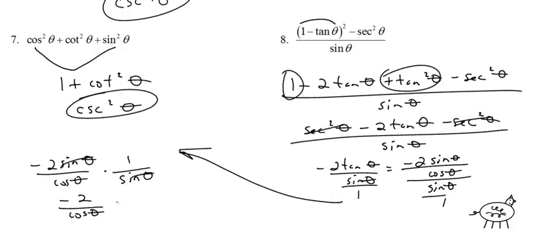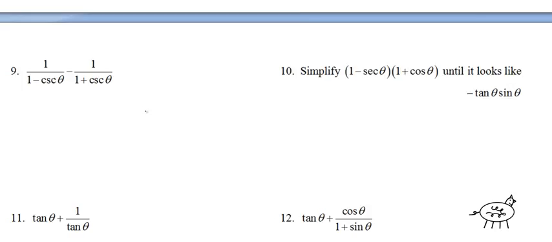And of course, then 1 over cosine of theta is secant. So it's negative 2 secant of theta. All right. Okay, let's keep going here. Number 9.